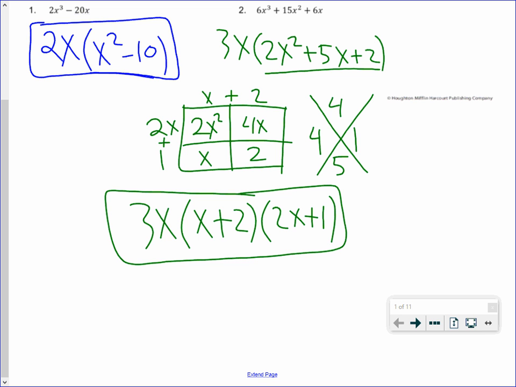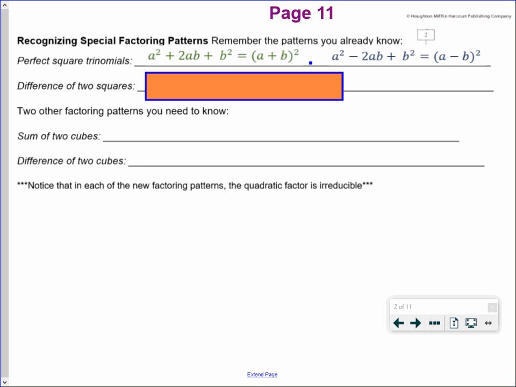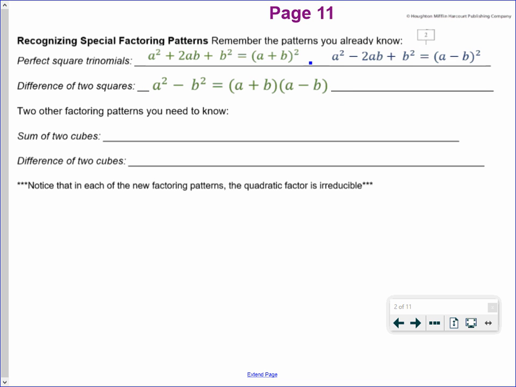All right, did them a little quickly. This should be a review for you. So let's keep on going. Recognizing special factoring patterns, we need to remember the patterns we already know. Remember the perfect square trinomials. There's 2 of them, and the difference of 2 squares. A squared minus b squared. That should be a plus b times a minus b. But now there's 2 more factoring patterns that we need to know.